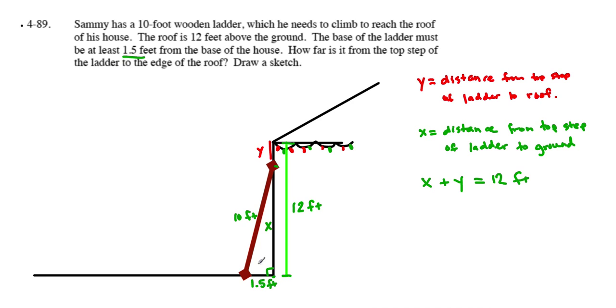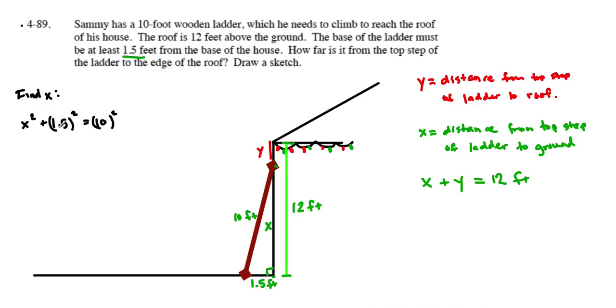And when you know two sides of a right triangle, we know the hypotenuse and one of the legs, we can find the third side by using the Pythagorean theorem. So let's go ahead and do that. Let's find x. So to find x here, we're going to say x squared plus 1.5, or this value squared, should equal 10 squared.